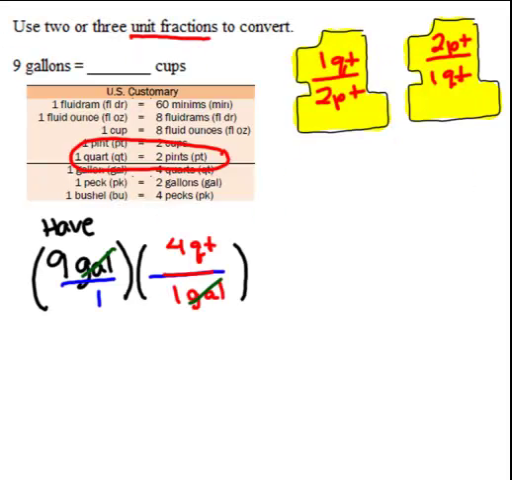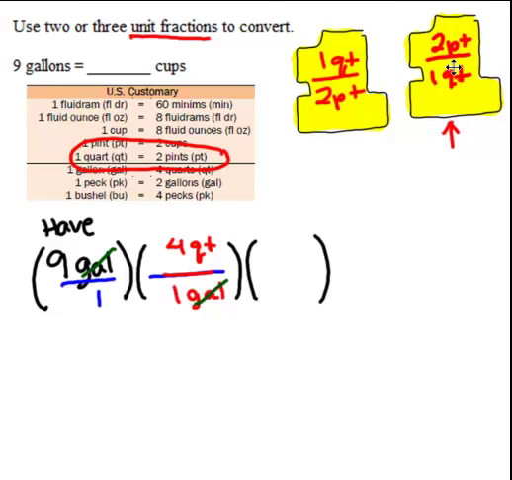We need to determine which one of these unit fractions we're going to be using. Again, we have quarts on the top. We need it to cancel, so we need to use the unit fraction that has quarts on the bottom. And so that's the unit fraction we're going to use: 2 pints over 1 quart. So the quarts cancel, and we're left with pints. But again, pints is not where we want to be. We want to be in cups, which means we are going to multiply by another unit fraction.